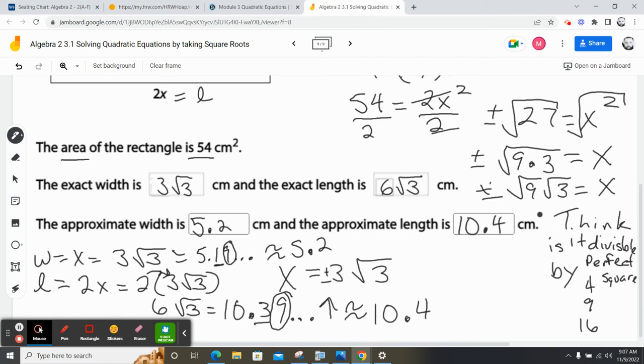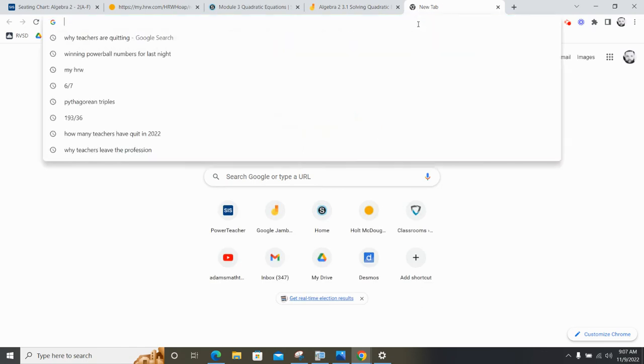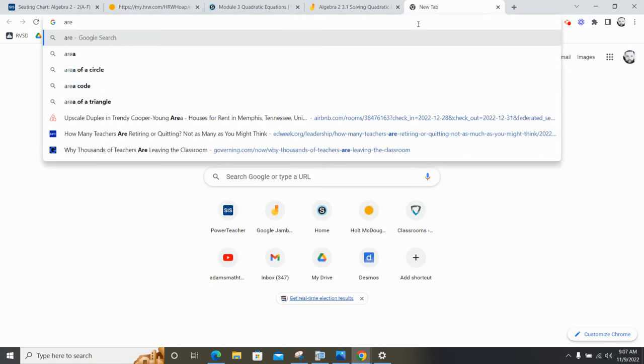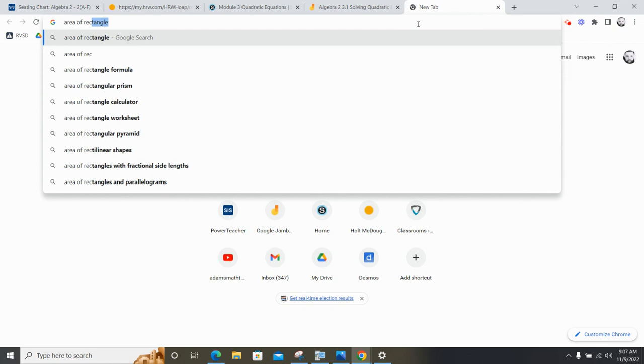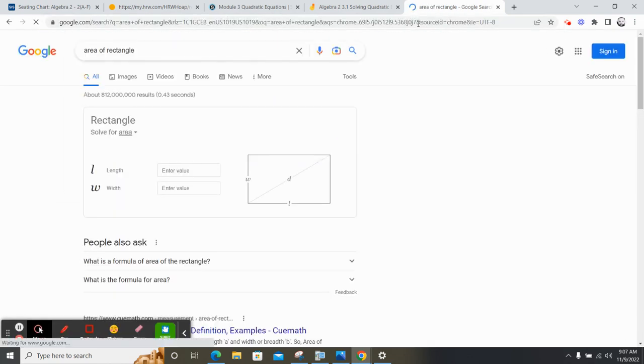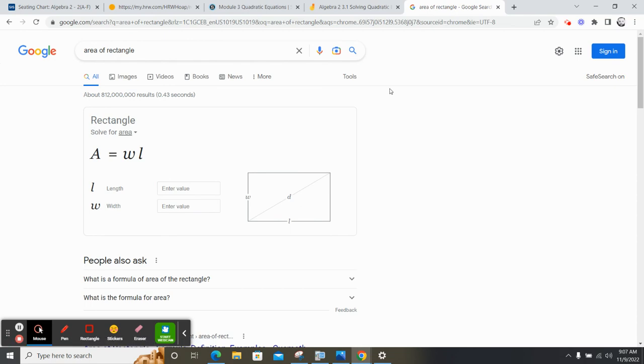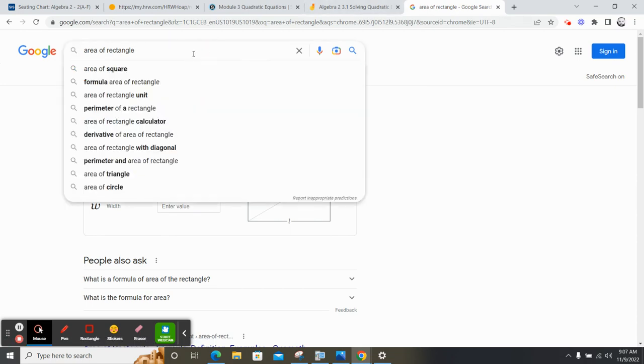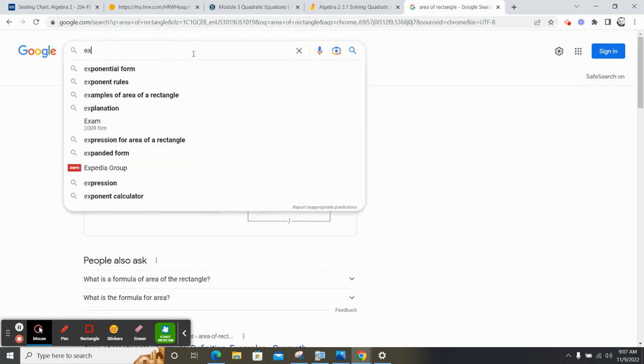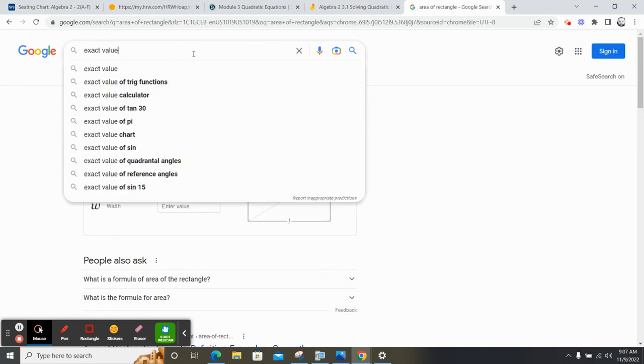Okay. So when you go to do your homework and it says it wants the exact value, how could you look that up? So before we started recording, there were some things. We know the area of a rectangle, right? So if you didn't remember the formula, there it is: length times width. These are the concepts, right? So it says exact value.